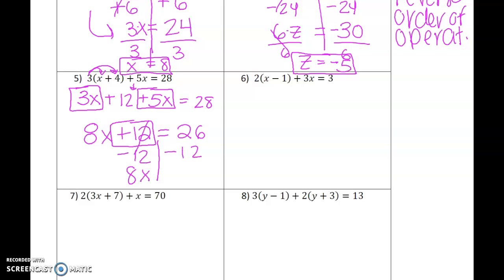And I get 8x equals 26 minus 12 is, oh, my bad. Sorry, it's not erasing. 26 minus 12, well, 6 minus 2 is 4. 2 minus 1 is 1, so 14. So I'm going to divide by 8 on both sides. And x would be 14/8. But if I reduce that, because I can divide both of these by 2, I would get 7/4.